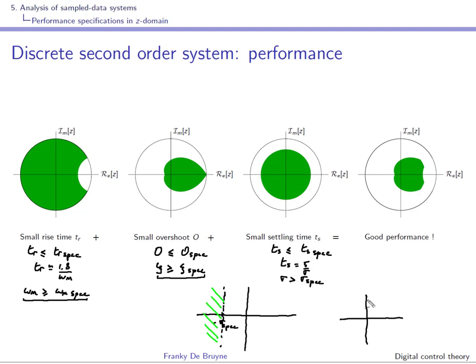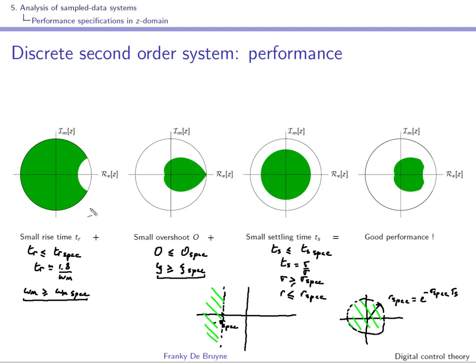and this will transform in the Z domain into a circle, right, of radius r spec, and r spec is the exponential of minus sigma spec times ts, right? And so we have to be inside this circle. So this means that r is smaller or equal to some specified r, right?